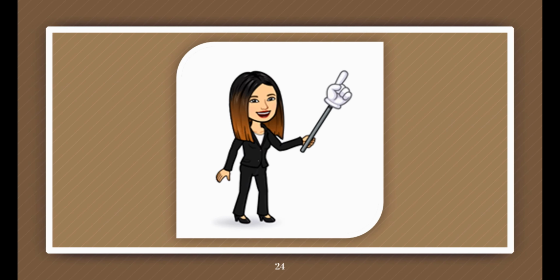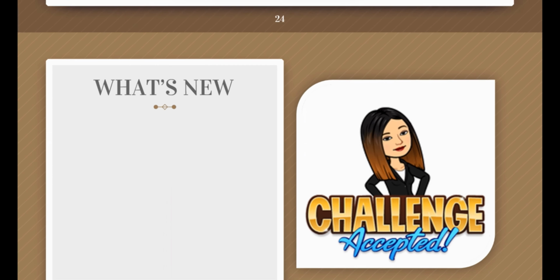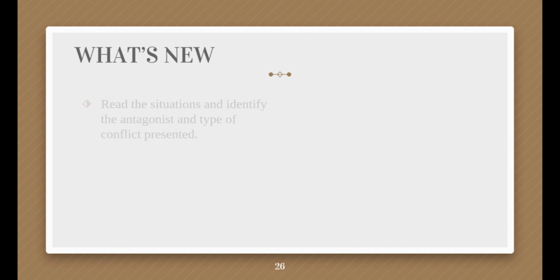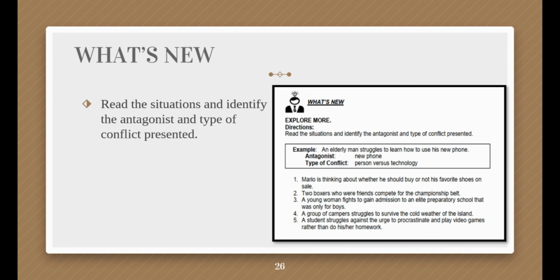Now you know all about the types of conflict. Are you ready for a challenge? Go to page 4 of your module. Read the situations and identify the antagonist and type of conflict presented. Like for example, an elderly man struggles to learn how to use his new phone. The antagonist in this scenario is the new phone, and the type of conflict is person versus technology. Are you ready to answer the rest? Let's go!